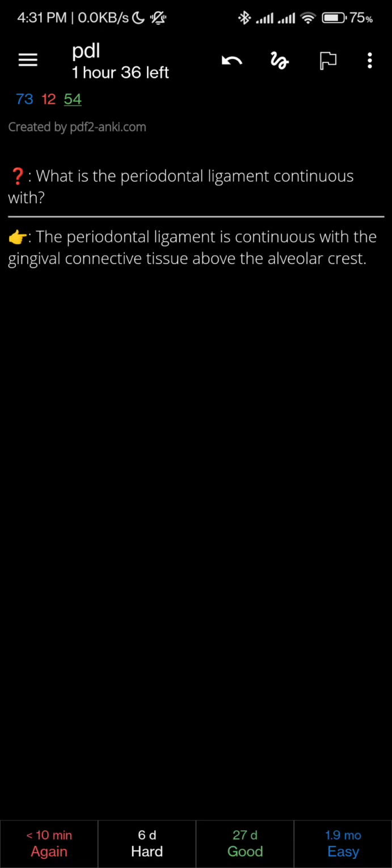What is the periodontal ligament continuous with? The periodontal ligament is continuous with the gingival connective tissue above the alveolar crest.